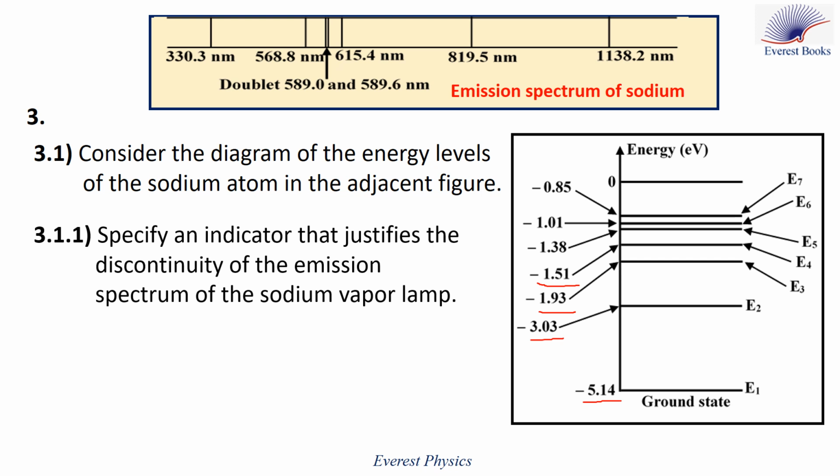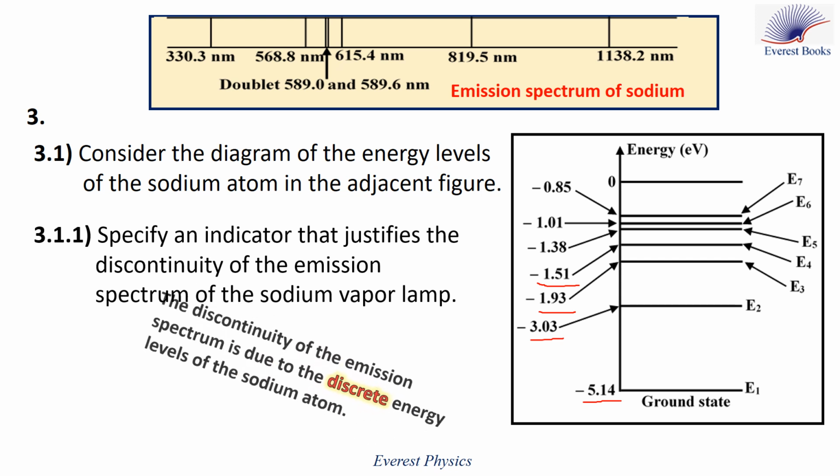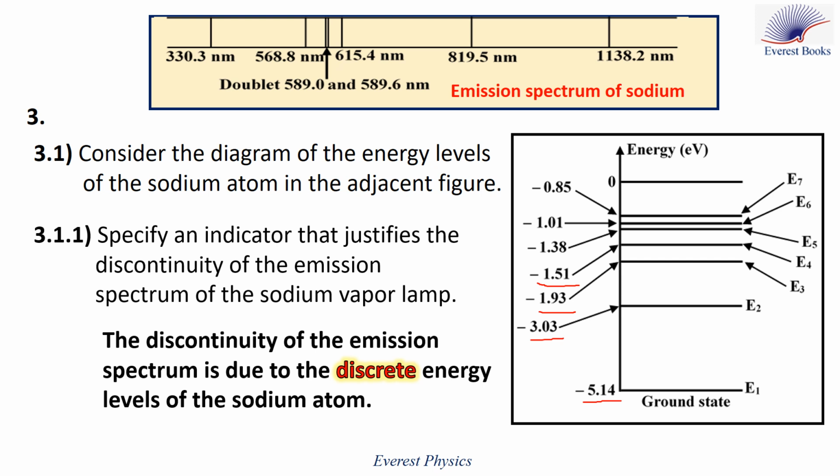This means that most energy values do not exist within the energy levels of this atom. Each line in the emission spectrum corresponds to a transition between two energy levels. Since there are missing energy values, there are also missing lines in the emission spectrum. Therefore, the discontinuity of the emission spectrum is due to the discrete energy levels of the sodium atom.